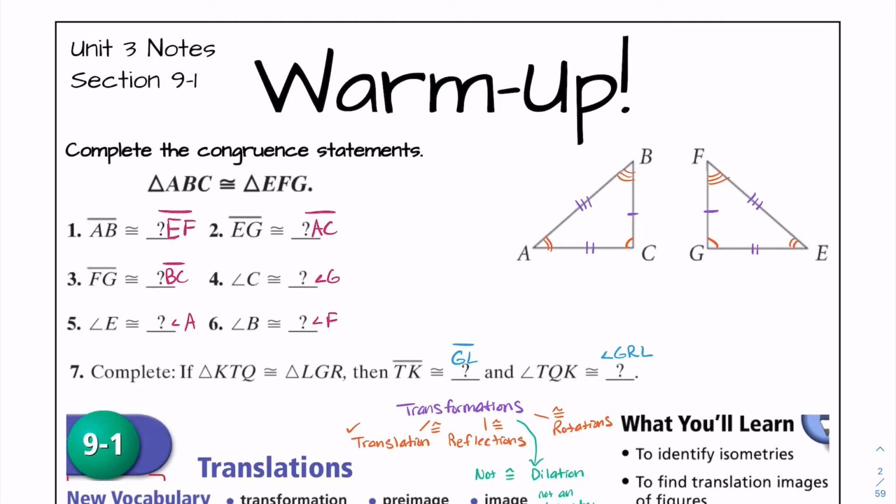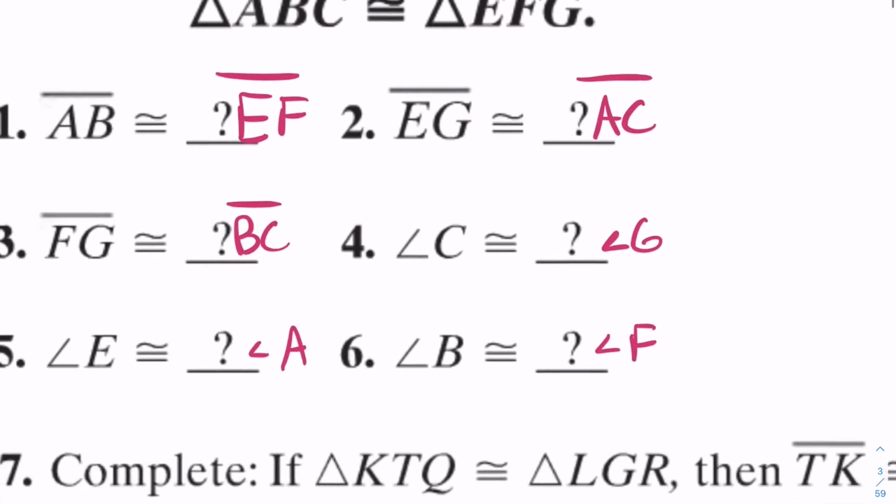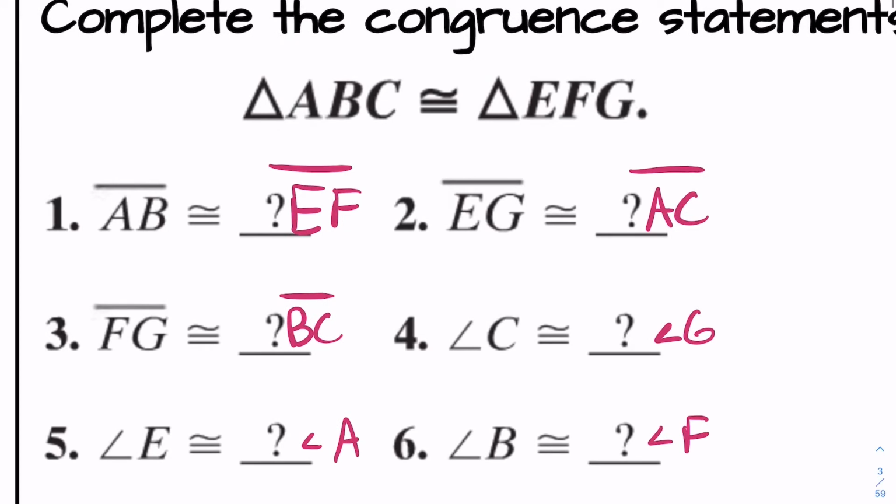So the first thing was our warm-up that asked us to complete the congruent statements, given that triangle ABC is congruent to triangle EFG. What's awesome is I don't even need to look at the triangles. I can ignore them because this statement tells me the order in which things are congruent. So angle A is congruent to angle E, angle B is congruent to angle F, and angle C is congruent to angle G. They go in order.